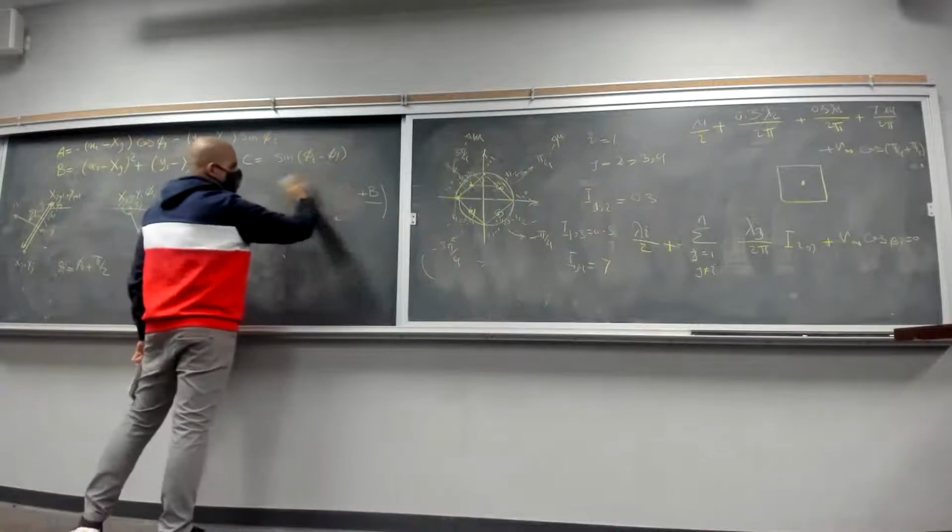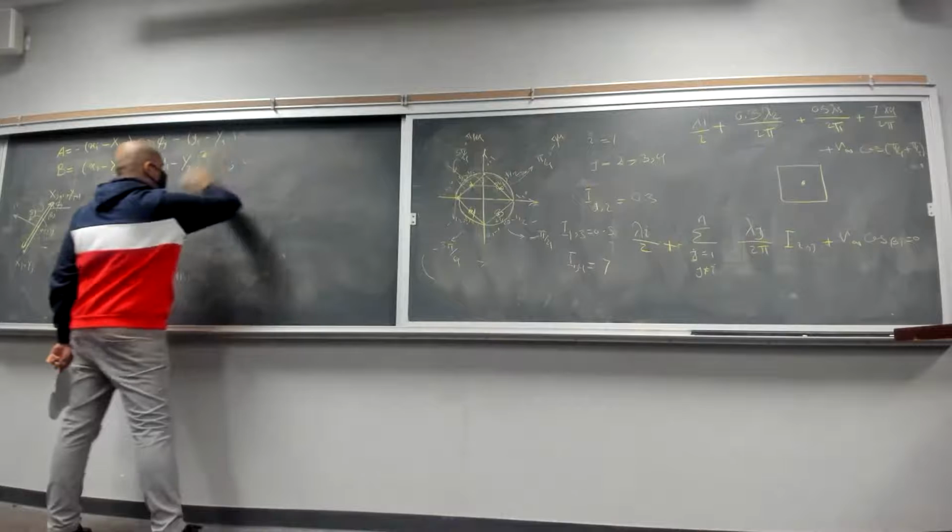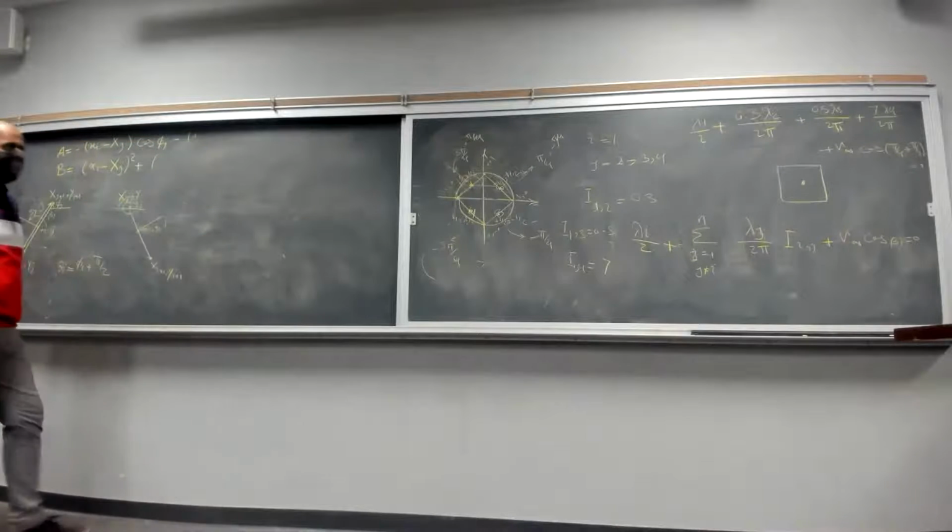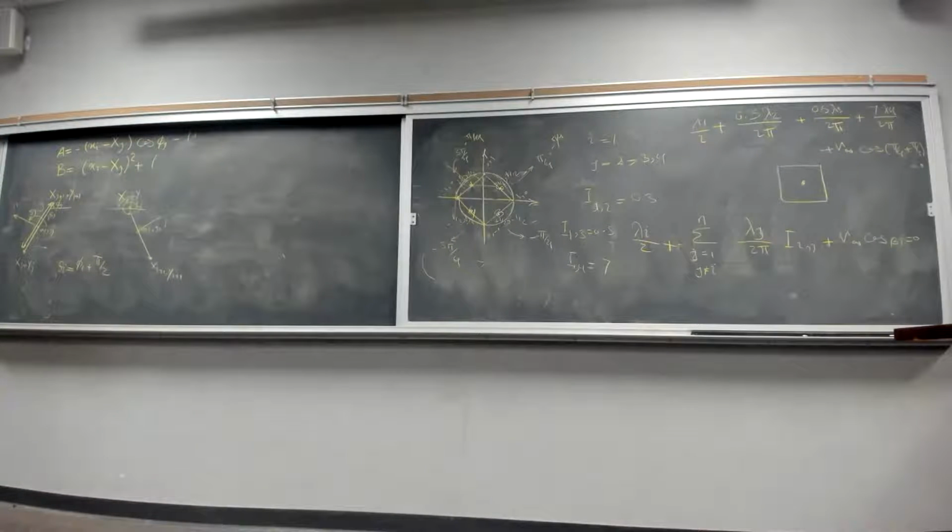lambda 1, lambda 2, lambda 3. What are lambda 1, lambda 2, and lambda 3? They are essentially the strengths of the sources you need to maintain non-lifting flow over a cylinder. Those are the source strengths you need.